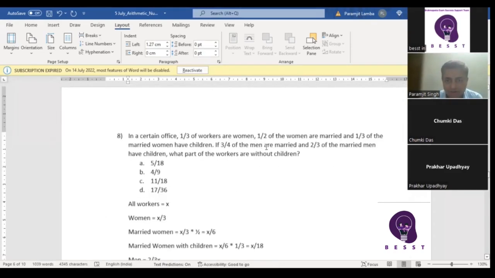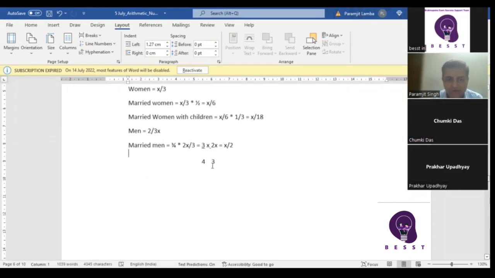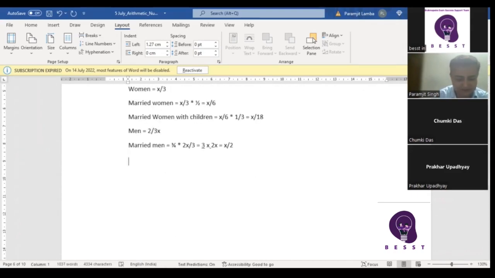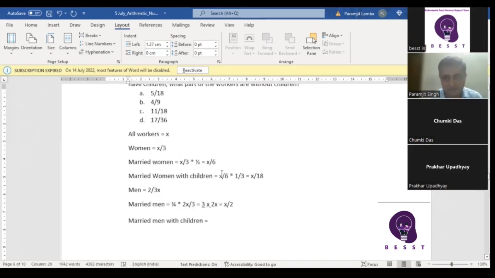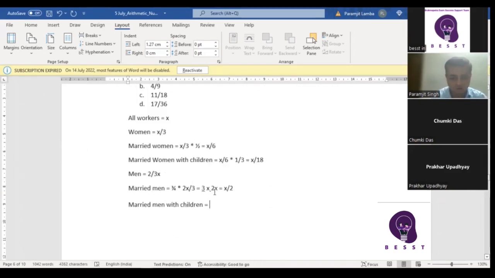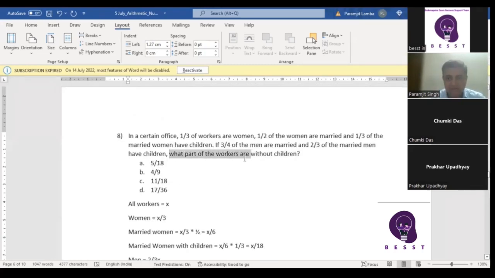Now 3/4 of the men are married, which means x by 2. And 2/3 of the married men have children. Married men with children is 2/3 of the married men. So 2/3 of who? Married men, x by 2. So what is this answer? X by 3.